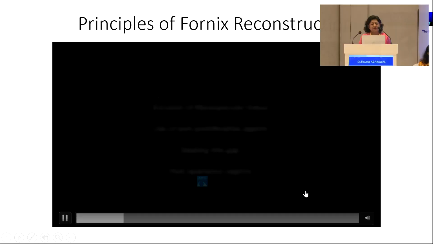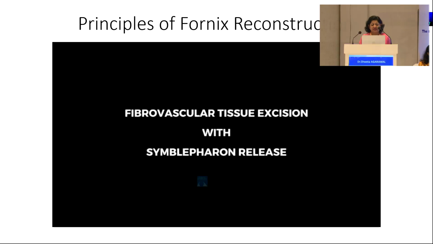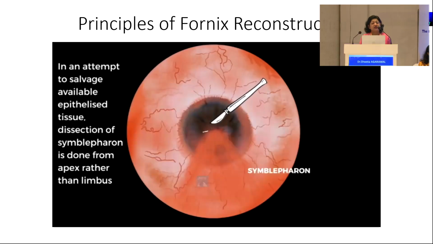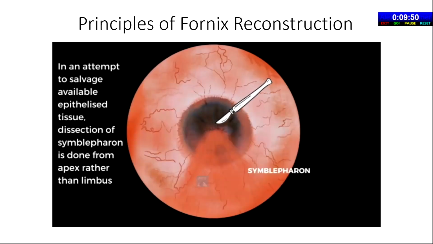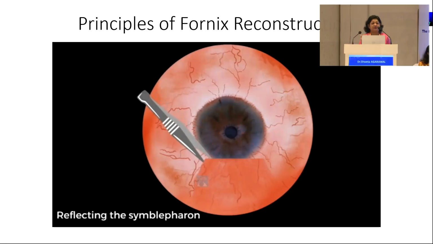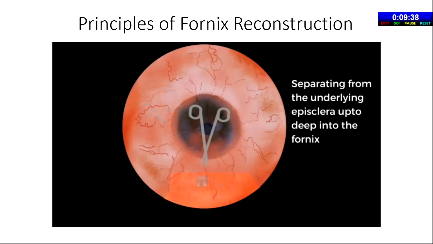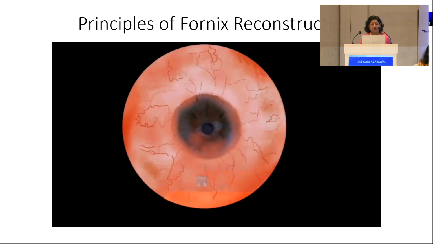So the basic steps when we consider is the fibrovascular excision. Now when you're starting the dissection of a symblepharon release, the most important is to try and attempt as much of epithelized surface that you have. So instead of dissecting the symblepharon from the limbus, you start it from the apex so that that entire epithelized conjunctiva gets salvaged. Keep separating the symblepharon or the fibrovascular tissue from the underlying episclera.